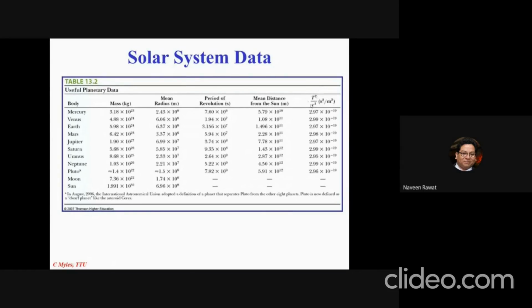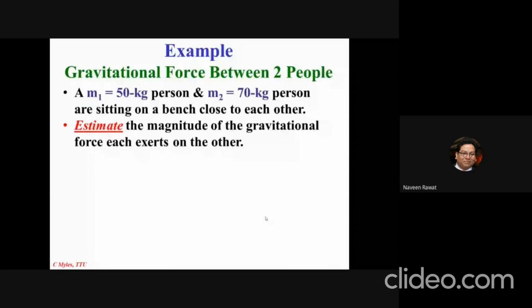I'm sure you have heard that Pluto was removed from the planetary system in 2006, and now it is known as a dwarf planet. So now we have only 8 planets that we know of in our solar system. Let's do some quick calculations to get a feel of this gravitational force.